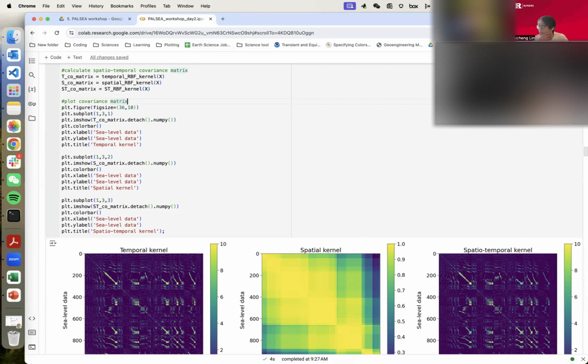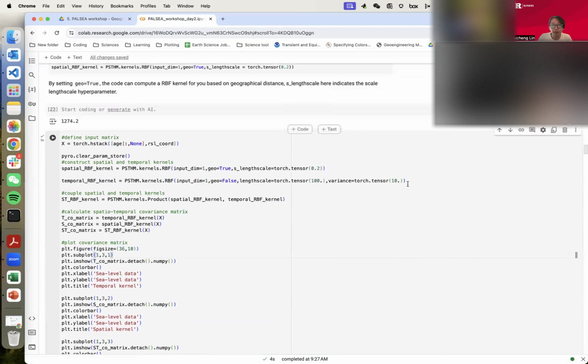Okay, I got a question from Howard. Can you explain the tensor 0.2 again? Why does it have to be 0.2? When do we need to change it? Okay, great question, Howard. Here, 0.2 means we have a spatial length scale of 0.2 radius. This basically means the spatial correlation is at its maximum within about 1,200 kilometers. Away from 1,200 kilometers, there's no spatial correlation between them.